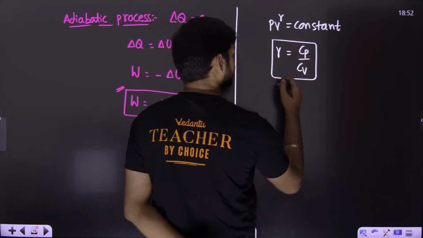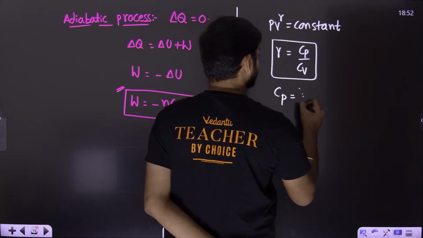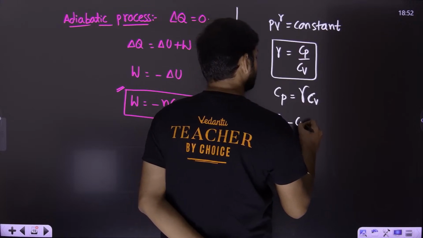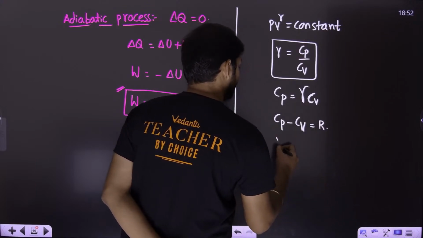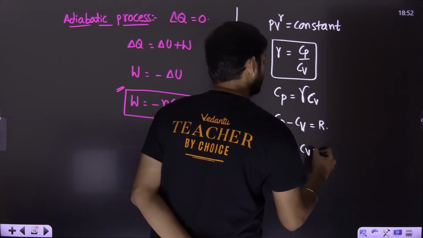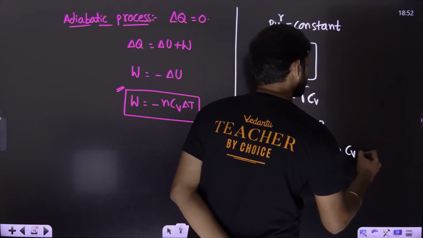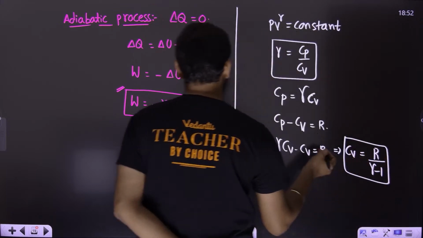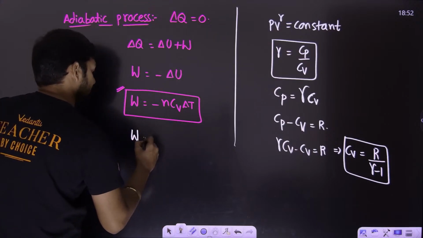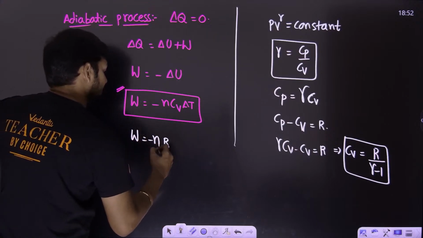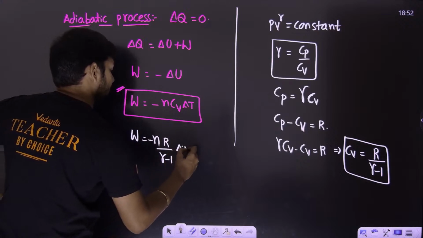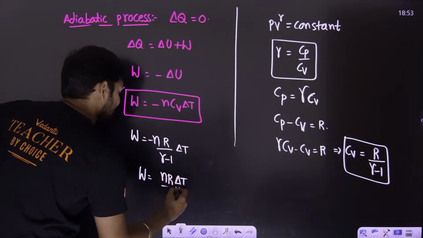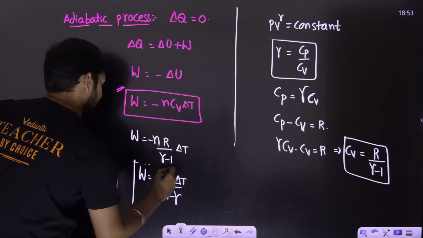But as of now, Cp can be written as gamma times Cv, right? And we know Cp minus Cv is R. Then gamma times Cv minus Cv is R. Then Cv is R by gamma minus 1. So I can put it over here and say work is minus R by gamma minus 1 into delta T. Or I can write work done in the adiabatic process is this. It's up to you.